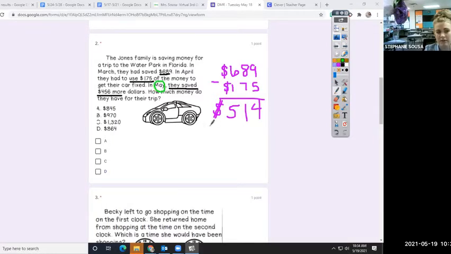It says in May, they then saved, which means we're adding money. They saved $456 more. Okay, so 4 plus 6 is equal to 10. Let's regroup. 110 plus 110 is 2 tens, plus 5 more tens is 7 tens. And 500 plus 400 is 900. So they have $970. Option B. Questions on that one?